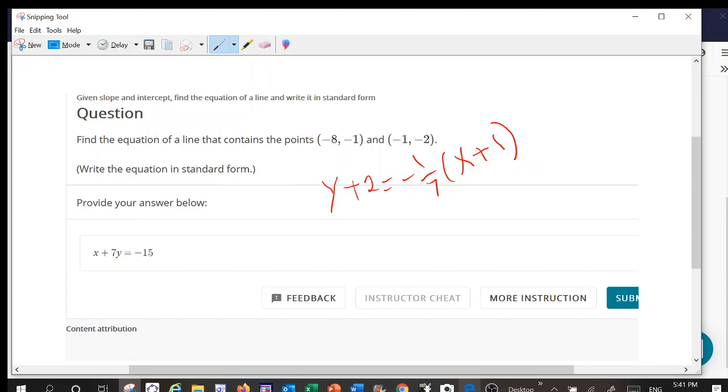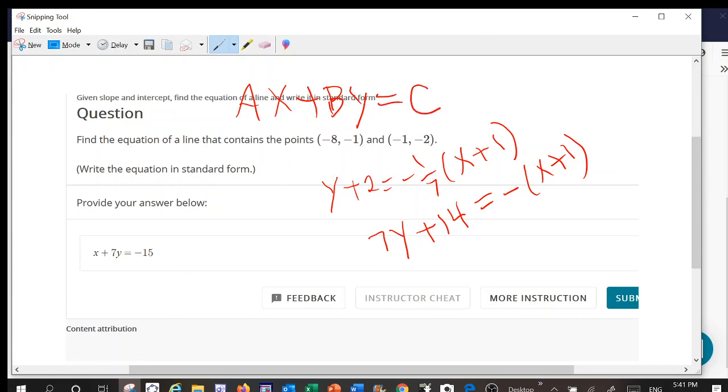If you want to write it in standard form, just multiply by 7 to get rid of the 7 here. Multiply by 7, this is 7y plus 14 equals negative x plus 1, because we don't want fractions in a standard form. Standard form is ax plus by equals c. So this would be 7y plus 14 equals negative x minus 1.